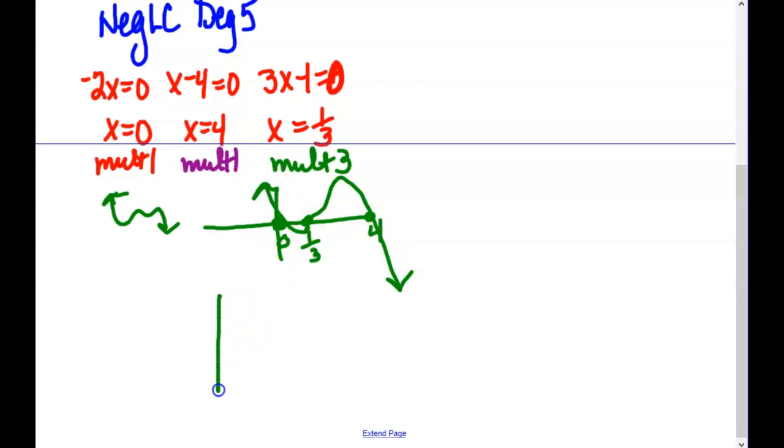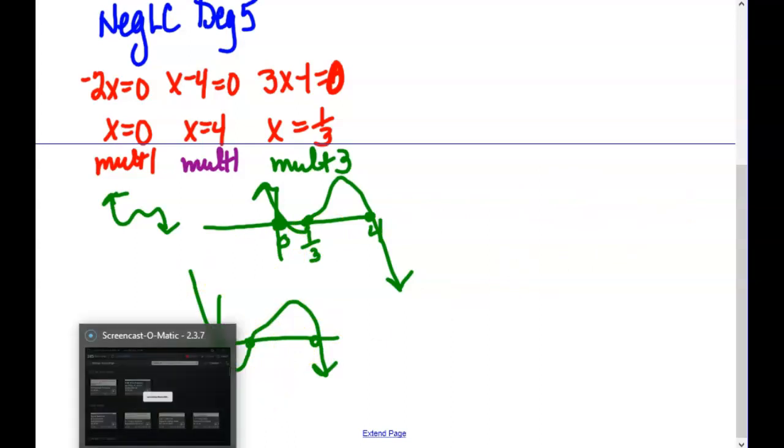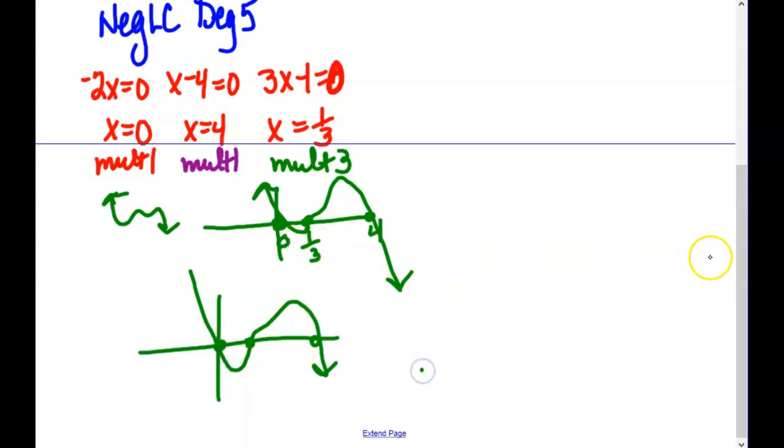So that's a horrible graph. Let me try again. 0, 1/3, 4. Should be coming from the bottom, doing a little goofiness. Okay, it doesn't matter. I have no idea how high it goes. It could go way high, go down way low. It doesn't matter. That's just the general shape.